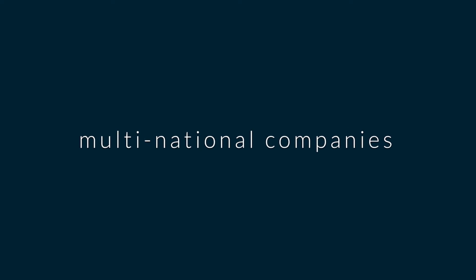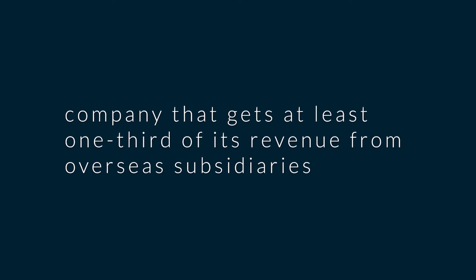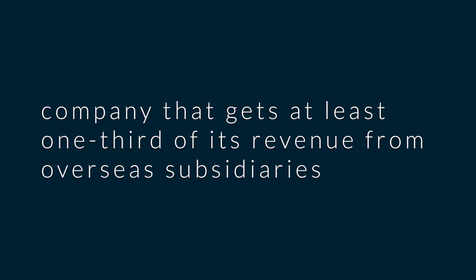So on one side, you have small and medium enterprises. On the extreme end, you have multinational companies. So in this case, you are dealing with companies like Coca-Cola, Unilever, Samsung. These are companies which have assets and facilities in multiple countries, but are all managed from a central company. Another way to define such companies is that these are companies that get at least 1/3 of their revenue from overseas subsidiaries.